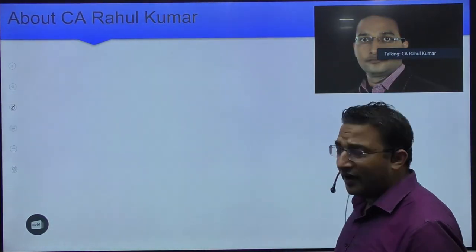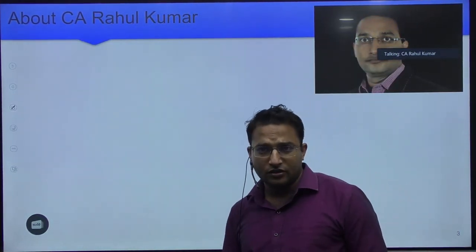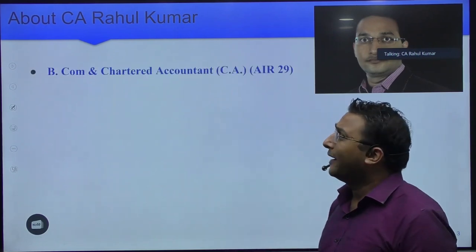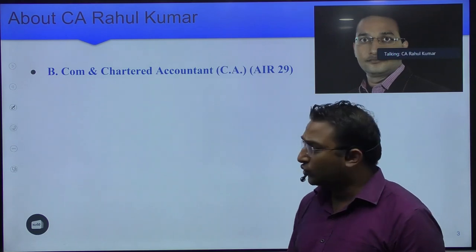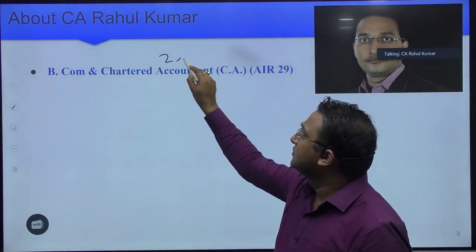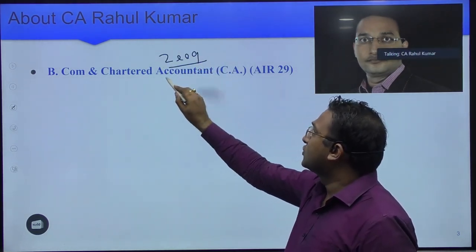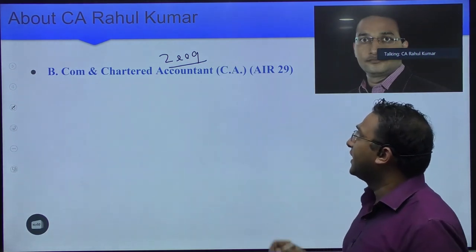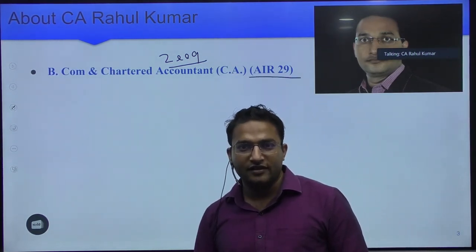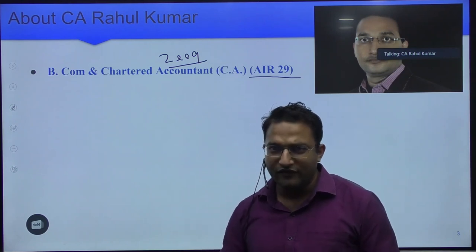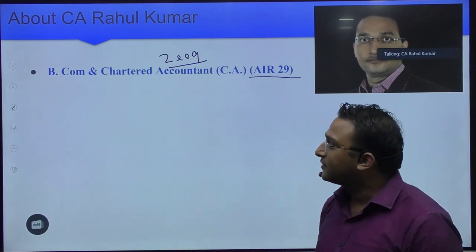let me share my profile. You should also know who is the person you are attending the session with. So my name is CA Rahul Kumar. I'm a chartered accountant, 2009 batch. I'm a fellow chartered accountant, in fact, and I got All India rank 29. I have been a very good student in the CA program, qualified all the CA attempts in the first attempt.